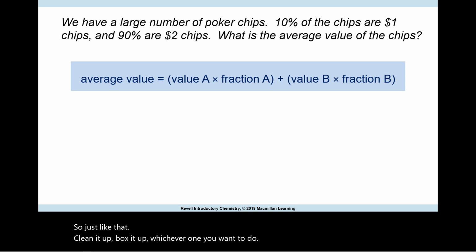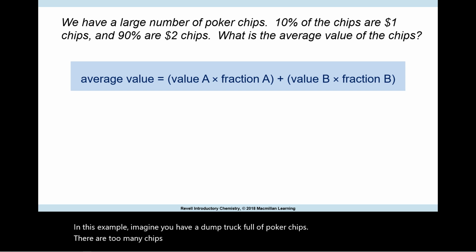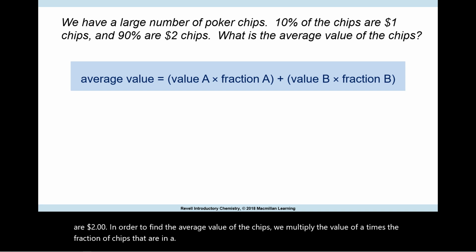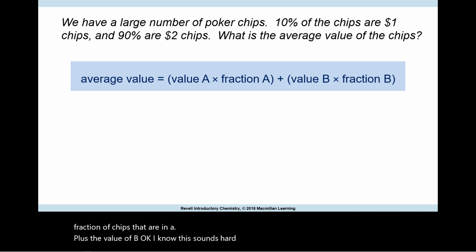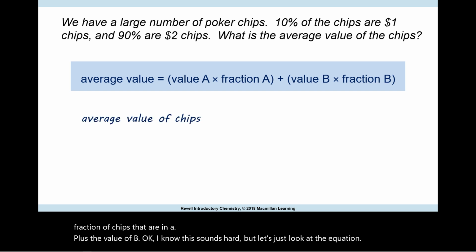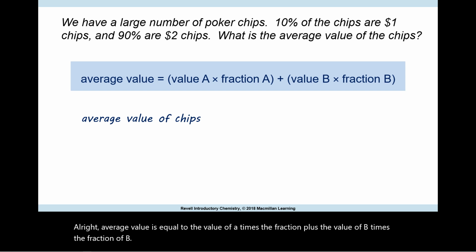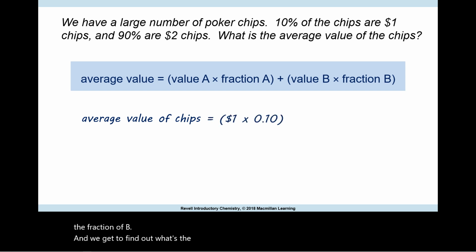All right, so average atomic weight. In this example, imagine you have a dump truck full of poker chips. There are too many chips to count, but you know that 10% of the chips are $1 and 90% of the chips are $2. In order to find the average value of the chips, we multiply the value of A times the fraction of chips that are in A, plus the value of B. I know this sounds hard, but let's just look at the equation. Average value is equal to the value of A times the fraction of A plus the value of B times the fraction of B. And we get to find out the average value of the chips.